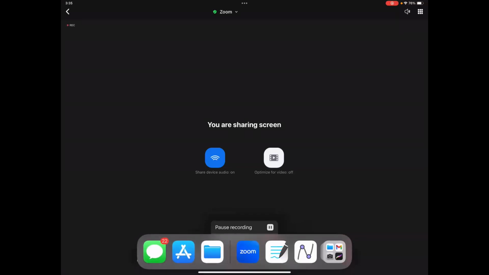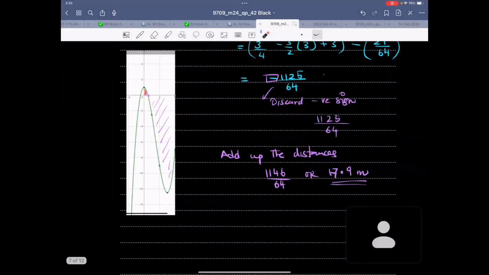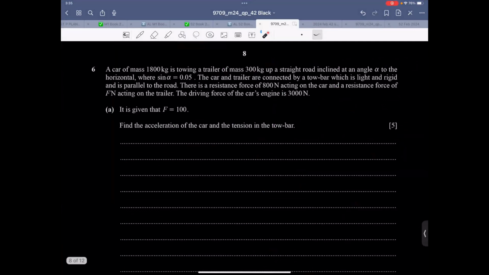So let's continue with the next question. That is this thing, which is question number 6. Now the question says, a car of mass 1800 kg is towing a trailer of mass 300 kg up a straight road inclined at an angle alpha to the horizontal where sine alpha is 0.05.